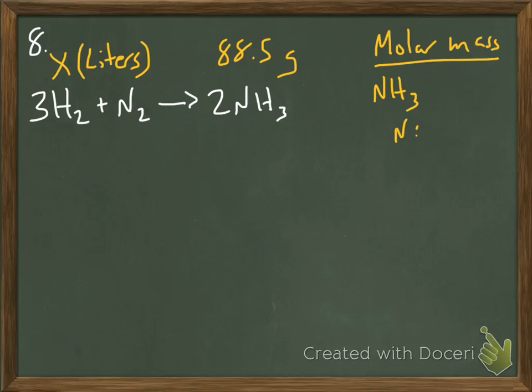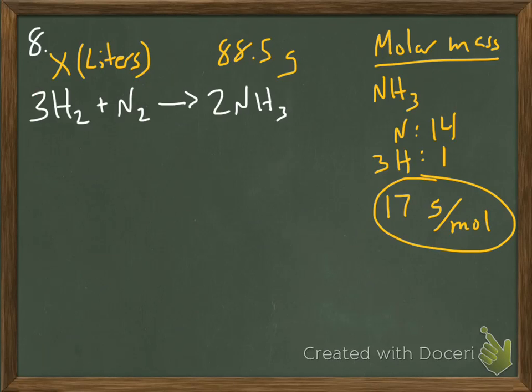N is 14, I believe, 14 grams per mole. Hydrogen is only 1 gram per mole, but you have 3 of them. So 14 plus 3 is 17, so your molar mass is 17 grams per mole. So make sure you write that number down. You're going to need it in a minute. Molar mass of NH3 is 17 grams per mole.